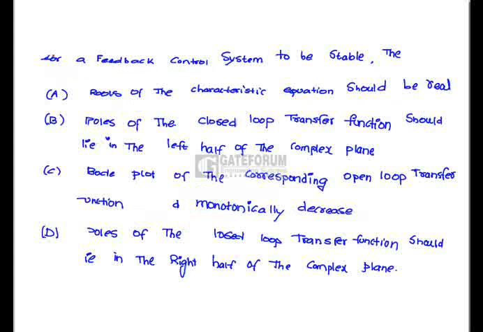The question is, for a feedback control system to be stable, coming to the explanation point of view, suppose we plot the S plane, with the j omega axis and the real axis. For the closed loop system to be stable, the roots of the characteristic equation must be in the left half of the S plane. Whether they are real or complex, they should be in the left half of the S plane.